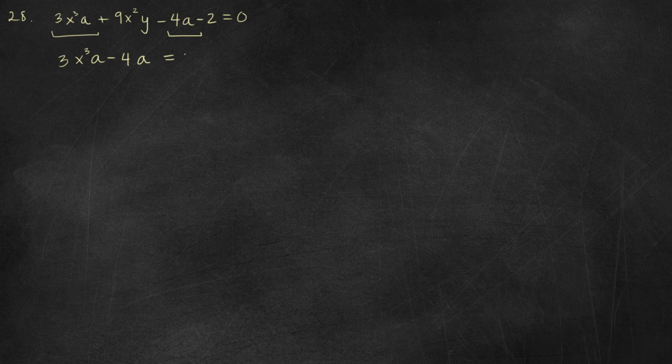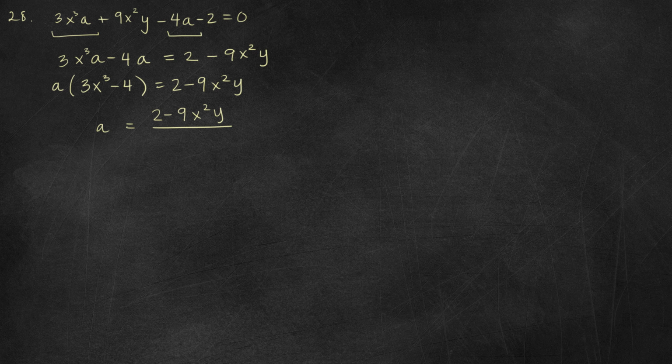So I'm going to add 2 to both sides, then I'm going to subtract 9x squared y from both sides. Now I factor out the a on the left, leaving me with 3x cubed minus 4. And finally, to isolate the a, I'm going to divide both sides by 3x cubed minus 4. So I have a equals 2 minus 9x squared y over 3x cubed minus 4.